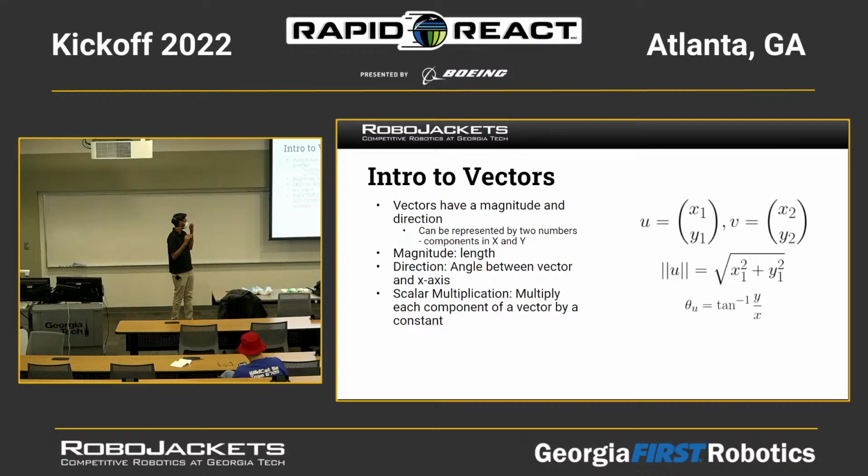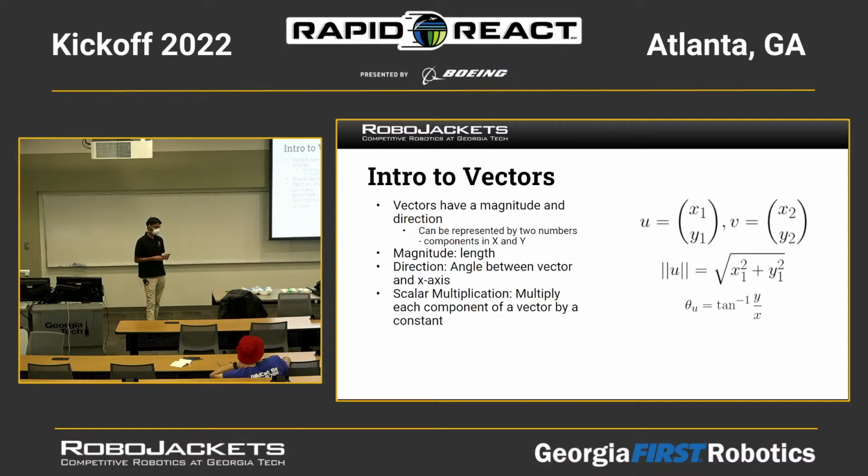Vectors are mathematical objects. You could consider them collections of numbers. And since we work with robots which are moving on a 2D plane, on the surface of the field, they're generally pairs of numbers stacked in a column. So you can see we have u and v as two vectors, and u is comprised of x1, y1, and v is comprised of x2, y2. So a vector is a collection of numbers.